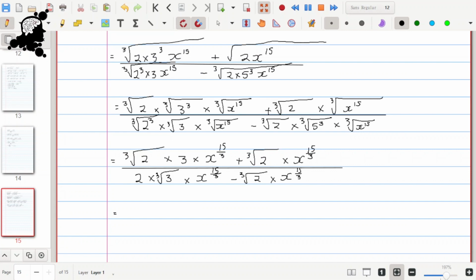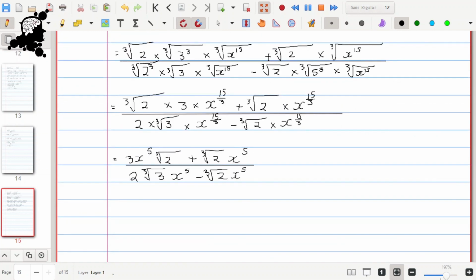Let's simplify this. So 15 divided by 3 gives us 5. So we've got 3x to the power 5 cube root of 2 plus the cube root of 2x to the power 5, all divided by, we have got, this is just going to be 2 cube root of 3 x to the power 5 minus the cube root of 2x to the power 5.